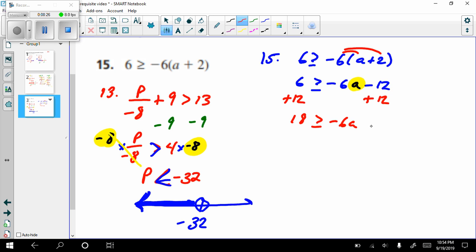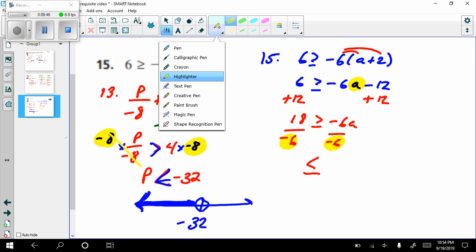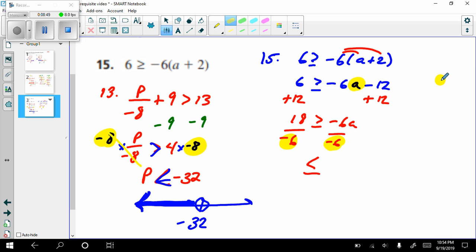Really quick, do I have to flip the sign? Okay, I'm hoping that you decided yes, you do. Divide by negative 6. Divide by negative 6. Automatically, I am going to flip the direction of the sign because I just divided by a negative. Okay? Please remember, you do not have to flip the sign when you are adding or subtracting a negative, only multiplying and dividing. This becomes negative 3 is less than or equal to a.